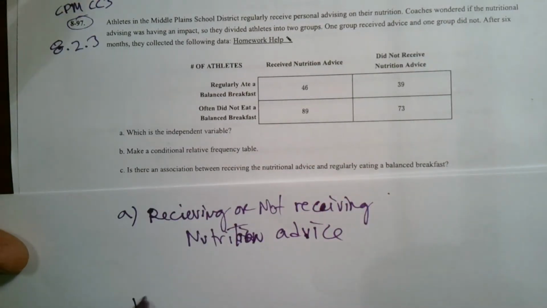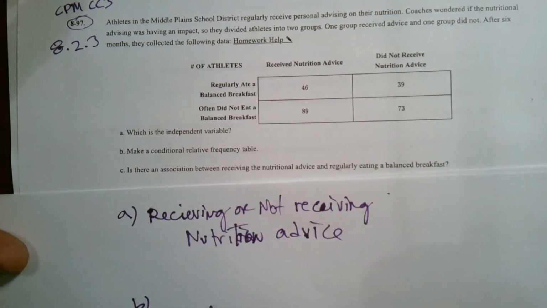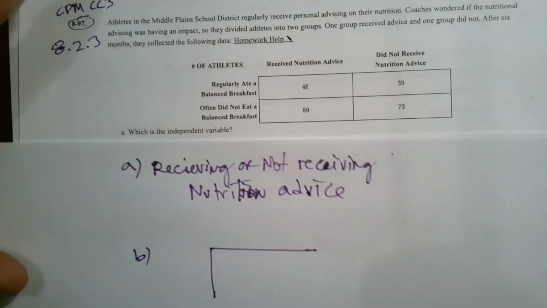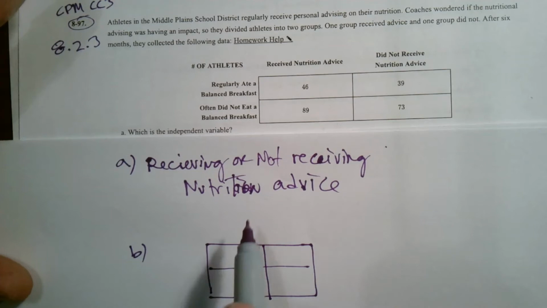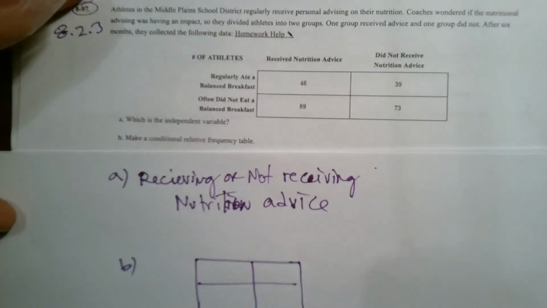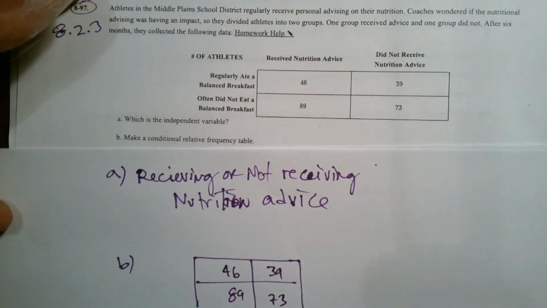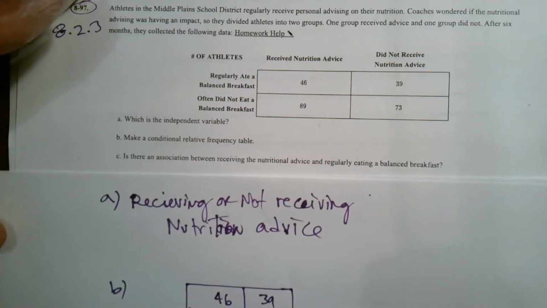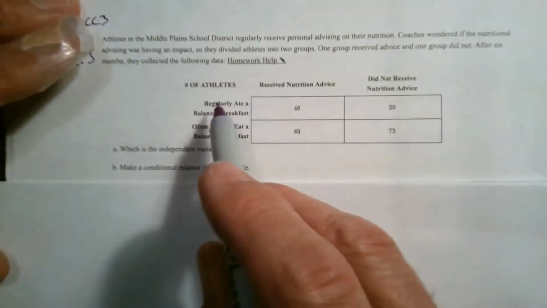Okay, so B now says make a conditional relative frequency table. We have this table, and I'm just going to redraw my table here. From this table, now we've got to come up with our totals and percentages. That's what a conditional relative frequency table is. So we have the 46, the 89, the 39, and the 73. What I've got to do is figure out my totals and my percentages. Actually, I'm going to go ahead and do it on this, so that I can keep my labels and I know what I have.